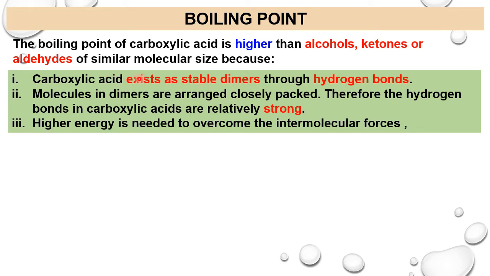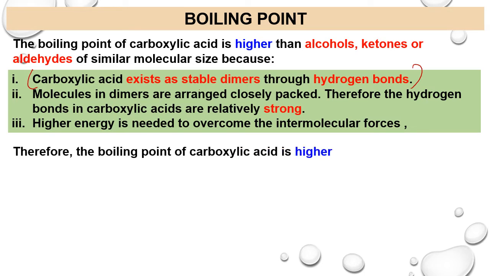Dalam exam, jawapan yang awak akan tulis untuk carboxylic acid adalah, you're going to write down carboxylic acid will exist as a stable dimers through hydrogen bond. Mesti exactly the word as it is macam ni. Carboxylic acid stable dimers through hydrogen bond. Apa yang dimaksudkan dengan stable dimer dekat sini? Therefore the boiling point of carboxylic acid is higher.